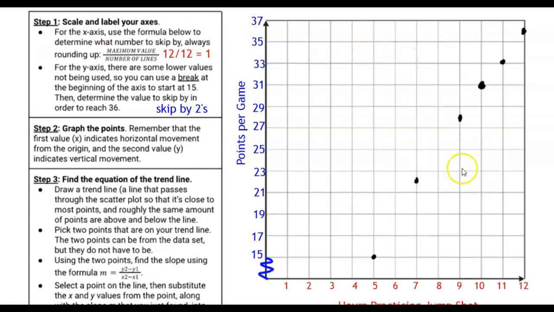All right, looks like I have my points all graphed here. This scatter plot is a pretty straight scatter plot. It looks like my trend line is going to be almost a straight line exactly. So we graphed the points. That was step 2. Moving on to step 3.